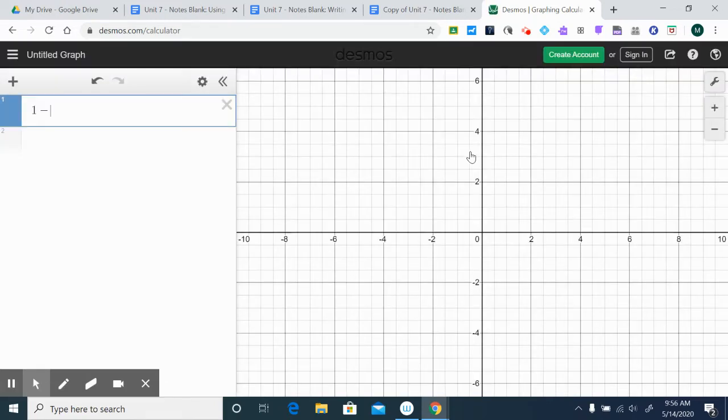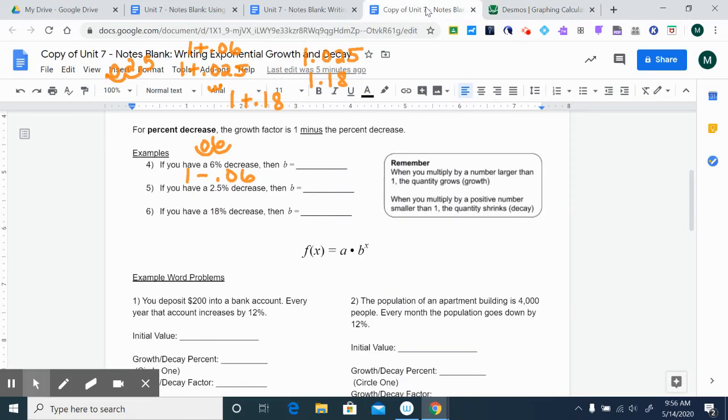And I do 1 minus 0.06, I get 0.94. So let me go back. Okay, so B here is going to be 0.94. In order for us to have a decay model, your B, or that growth rate, has to be less than 1.